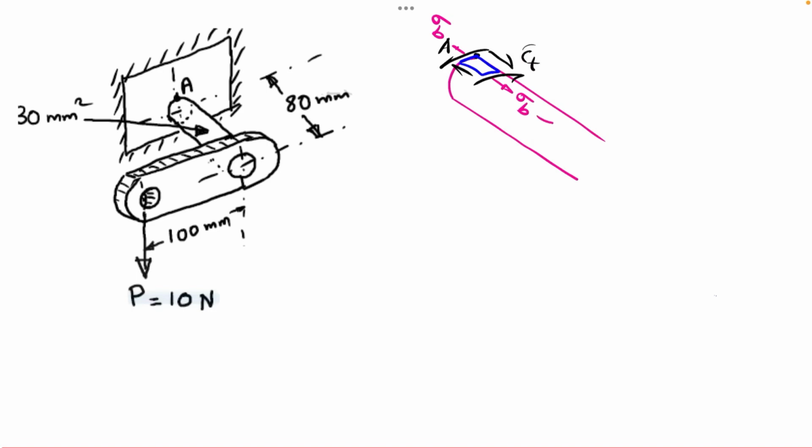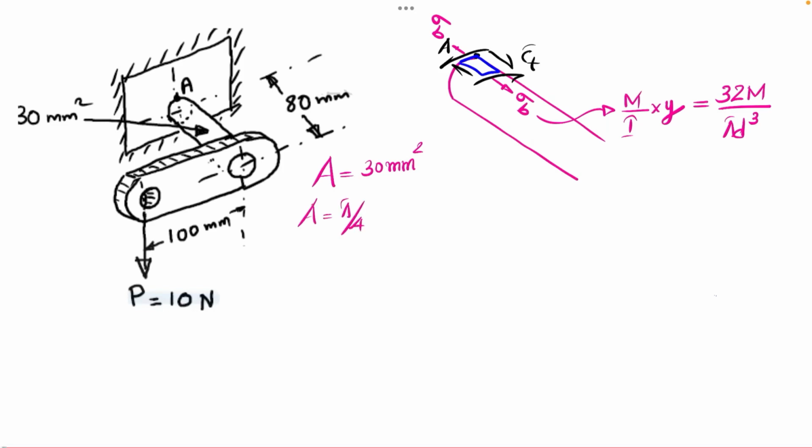So this sigma b is equal to M by I into y, and this can be simplified as 32M divided by pi d cube if we are having a solid shaft. Here we are having a solid shaft whose cross-sectional area is 30 mm square. From this we can find the diameter, that is area is equal to pi by 4 d square. From this we can find the diameter as the square root of 4 times A divided by pi.